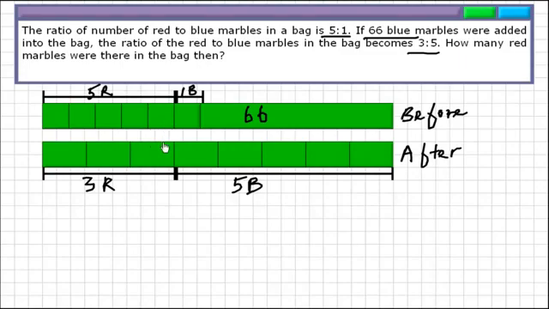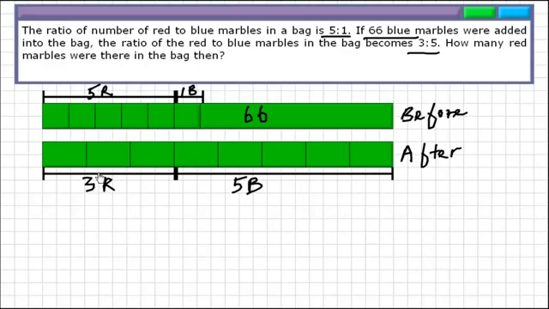In order to solve this problem, we need to make the total number of parts on both models equal, so that we can relate 66 to the number of parts of each model and find the value of 1 unit of the parts. So the first thing we need to do is to make the total number of parts in the before model on the red section equal to the total number of units on the after model of the red section. So how do we do it?